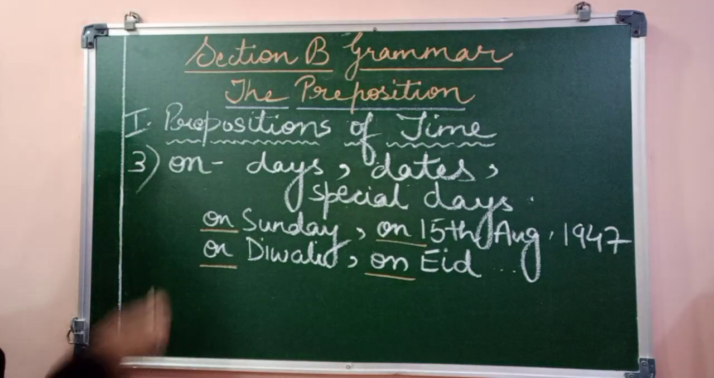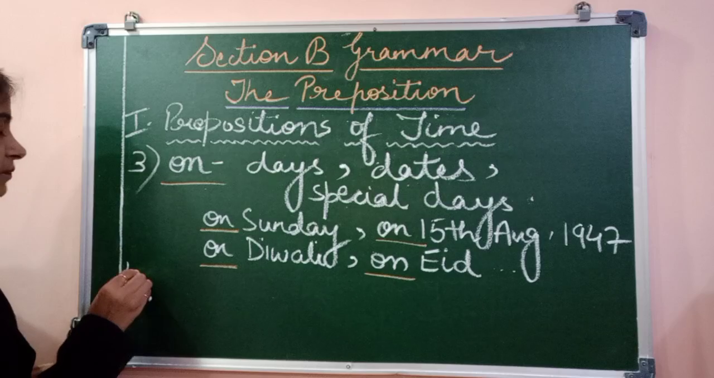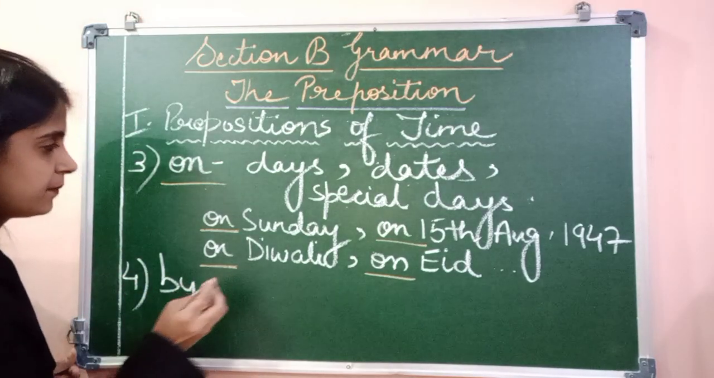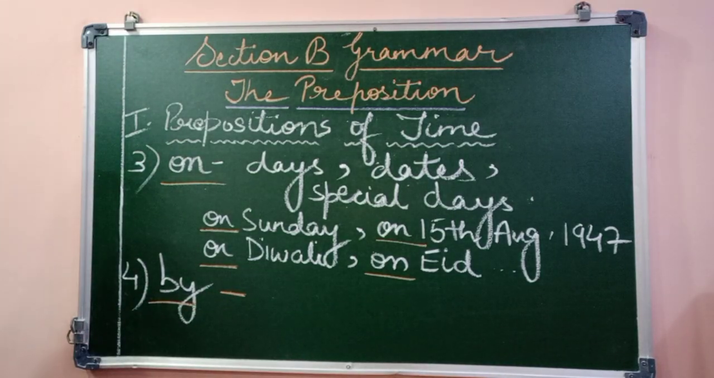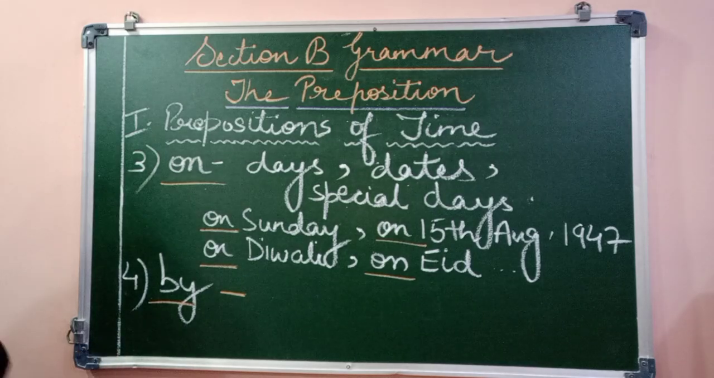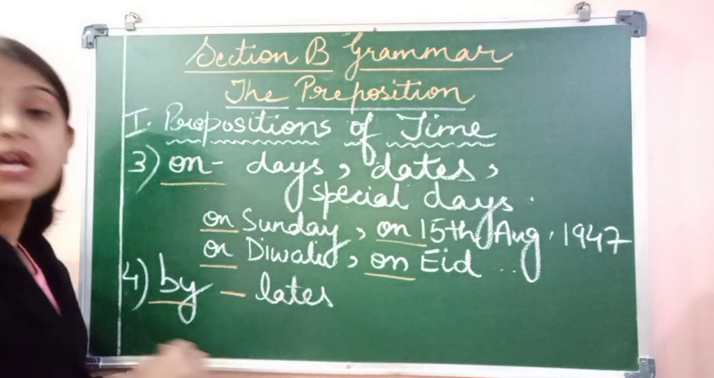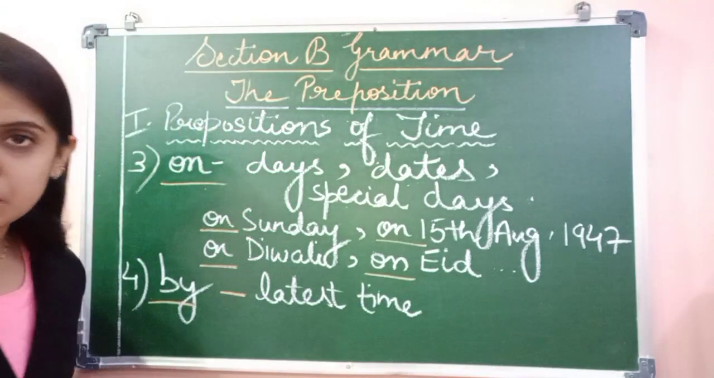I hope it is clear to you. So this was the usage of on. Now we move over to the fourth preposition, which is also a preposition of time, by. Now children, we have learned that at shows specific or exact time. Now where do we use by, and what does by tell us? By is a preposition that talks about the latest time. Okay, what does it talk about? It talks about the latest time, or you can say the maximum time, right?